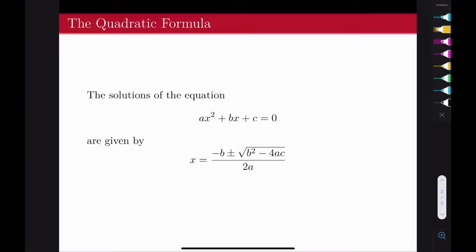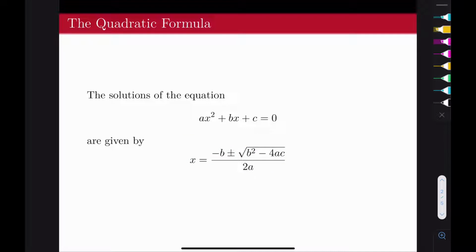So if we have a quadratic equation, that's some number times x squared, some number times x, possibly a constant, equals 0, instead of sitting there and trying to factor, because not everything will, we can instead use this quadratic formula. The solutions to this equation just depend on these values of a, b, and c. And the solutions are given by this lovely formula here.